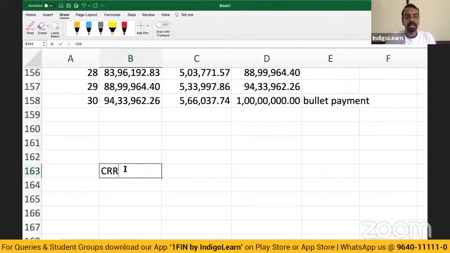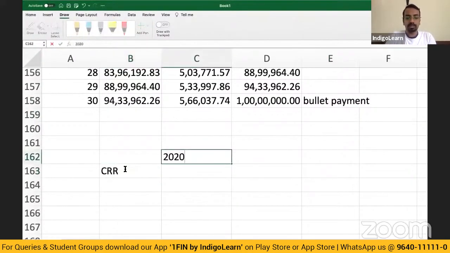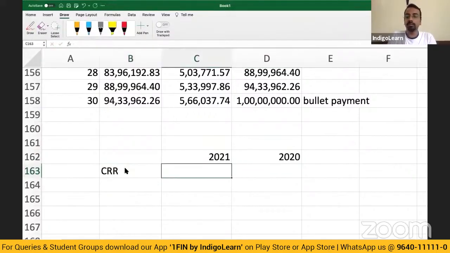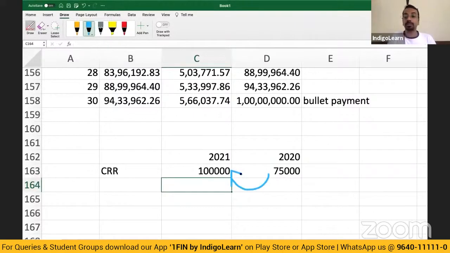So the question is, there is CRR in 2020, there is 21, there is some amount. Now this CRR, let us say there is 1 lakh here and 75,000 here, meaning to say 25,000 has come into the CRR. Where will this 25,000 come from? It will either come from general reserve or PNL balance.